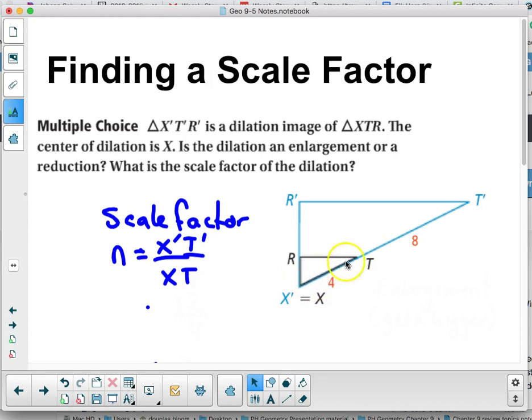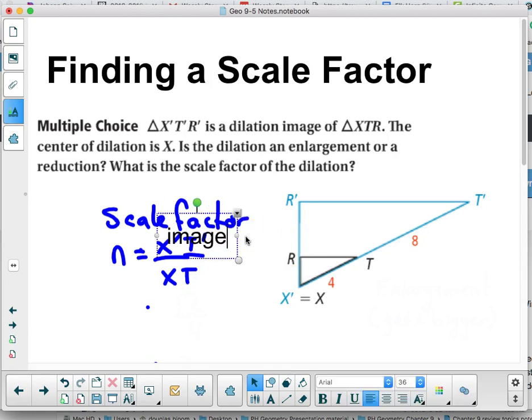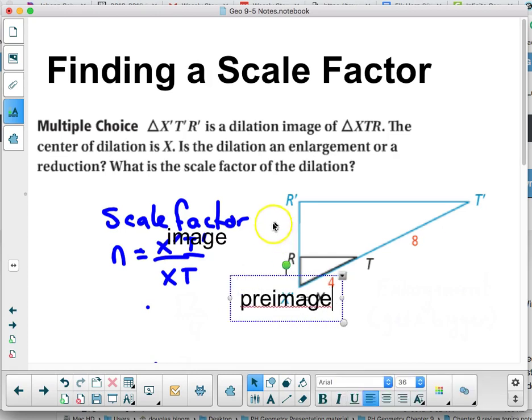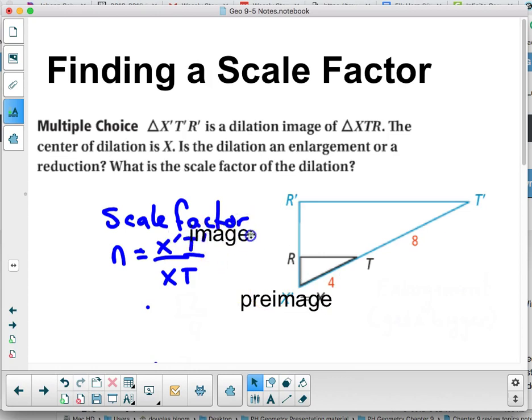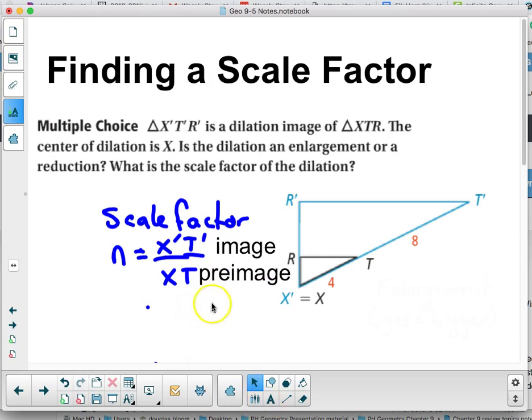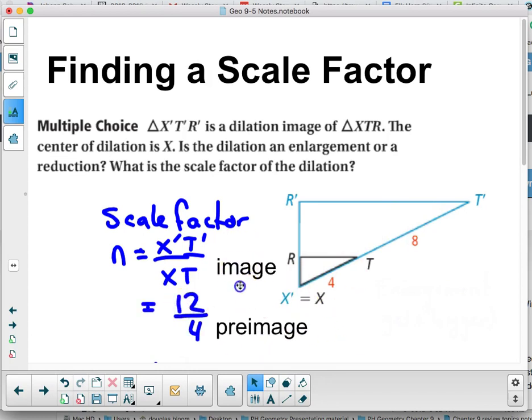For xt from the original, remember, this is image over pre-image. Image is on top. Maybe we should write that in there. Image over pre-image, and that's what I'm dividing. I'm doing this at my computer, so it makes it difficult, but I've got image over pre-image. So my image is length 12. My pre-image is length 4. Now remember, that's where we got them. You've got to make sure you know the difference.